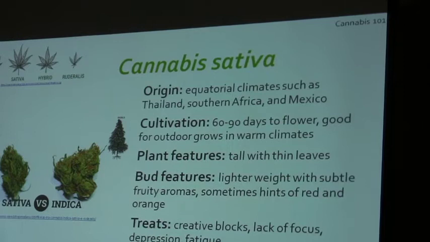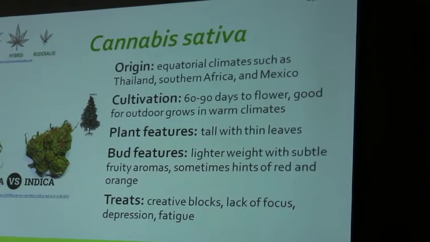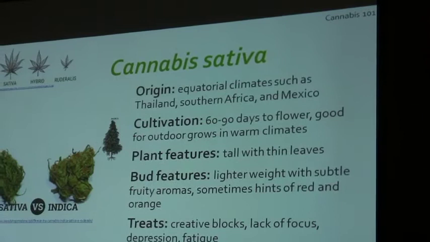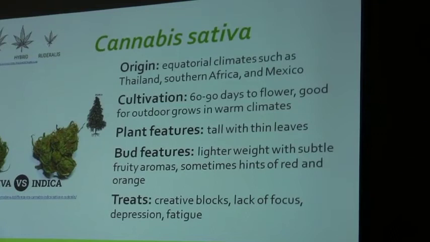Its features, quite a bit taller with thin leaves. And its buds are lighter, they're usually quite a bit smaller, and they have more of a fruity aroma with hints of red and oranges. And largely, this plant is used to treat things like creative blocks, lack of focus, depression, and fatigue.